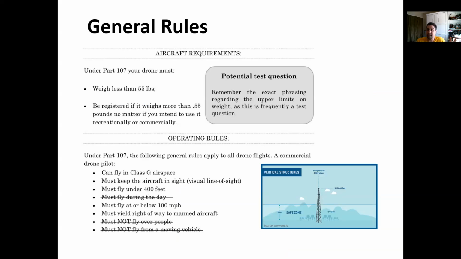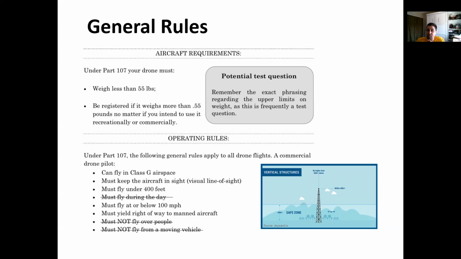So let's just get into the rules. Straightforward. Here we go. Aircraft requirements under Part 107. Your drone must meet certain requirements, and these values, these little nuances, may sound like they're not as important, but they really are. And the test questions will throw you off.